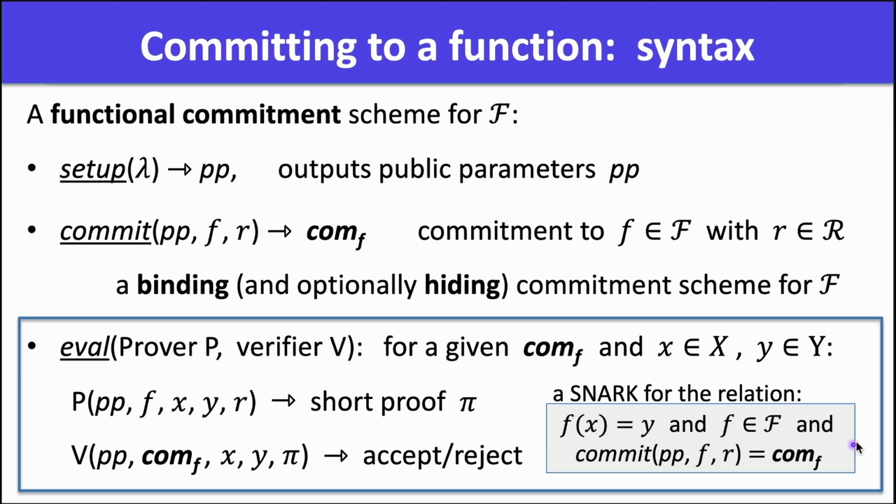So this is what a functional commitment allows us to do. It basically allows the prover to commit to a function, and then later on the prover can produce a succinct proof that the committed function satisfies f(x) = y. And again, the security properties should be that the commitment is binding and optionally hiding, and that the eval protocol is in fact a SNARK for the relation described here. And I'll briefly mention that the fact that the eval system is a SNARK means that there's an extractor that will extract the witness f and r from a successful prover.